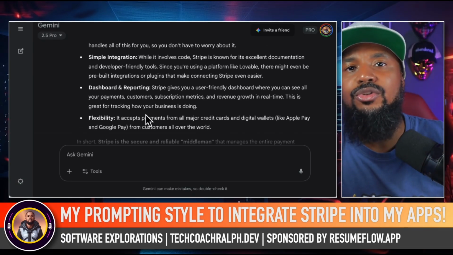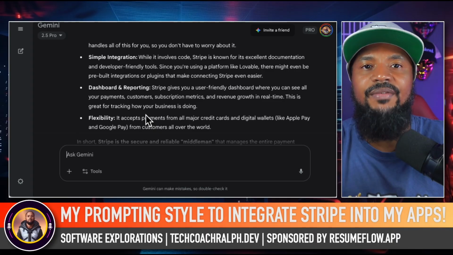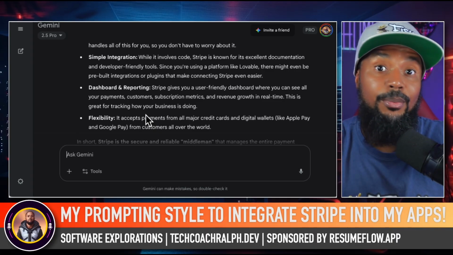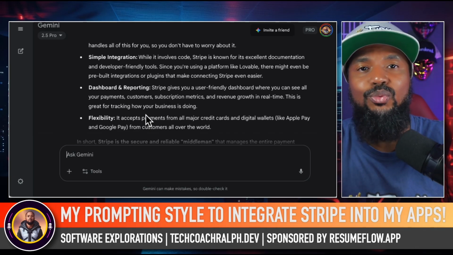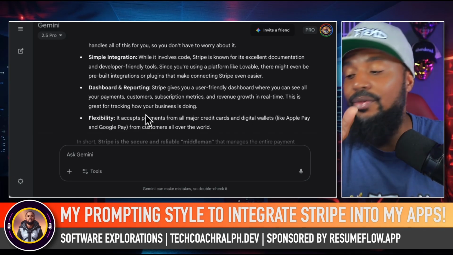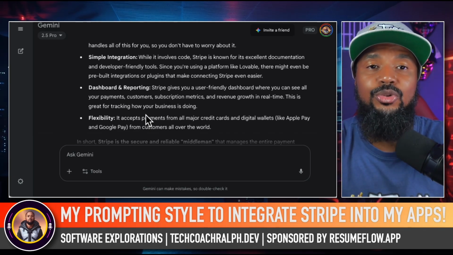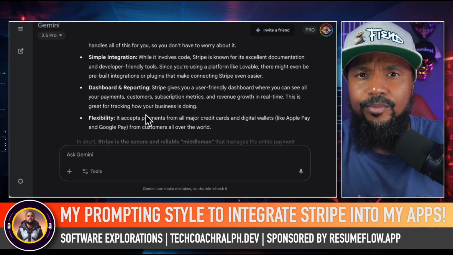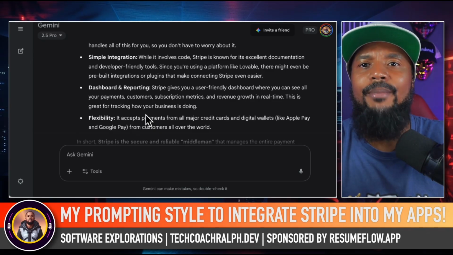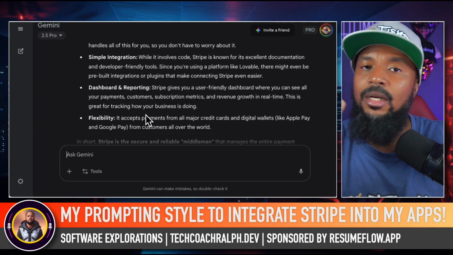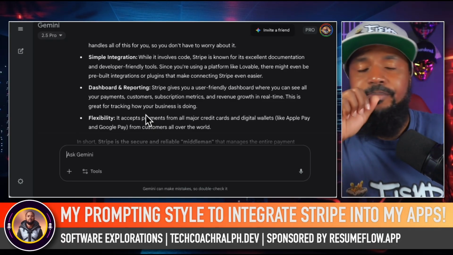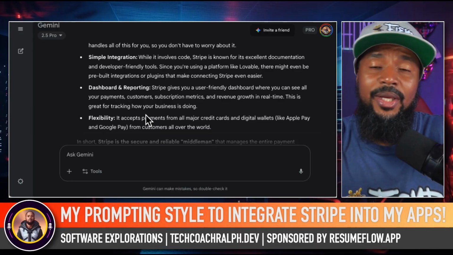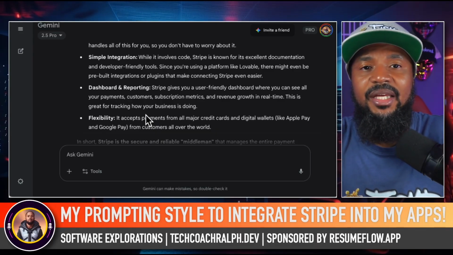It says simple integration. While it involves code, Stripe is known for its excellent documentation and developer-friendly tools. Keyword: developer friendly, because if you don't really understand that technical talk, it's going to be really complicated. But however, that is why we have Gemini to help us. All right. It says, since you're using a platform like Lovable, there might even be pre-built integrations or plugins that make connecting to Stripe even easier. They do everything for you, right? Which is a good thing, and also it can lead to some complications and some issues, right?